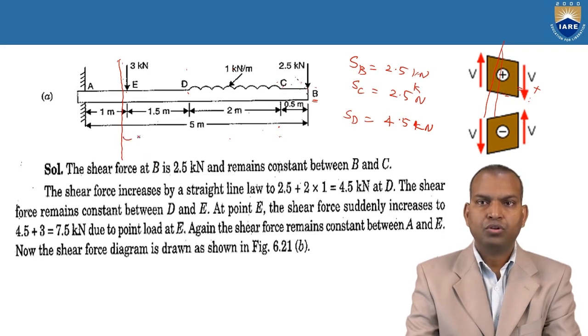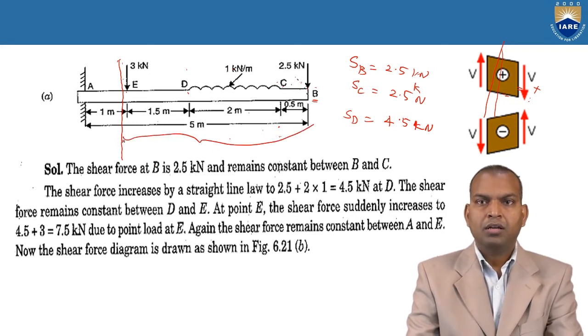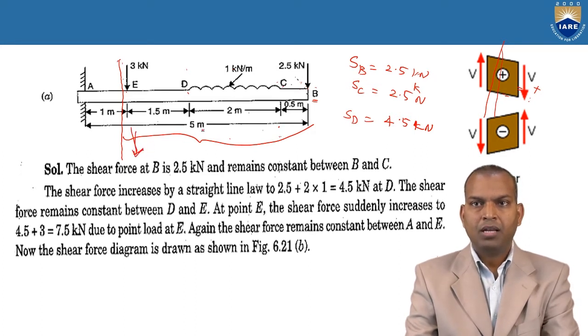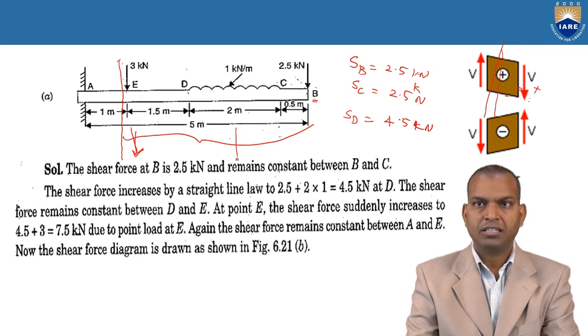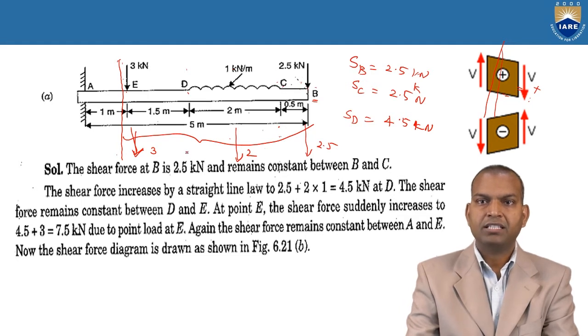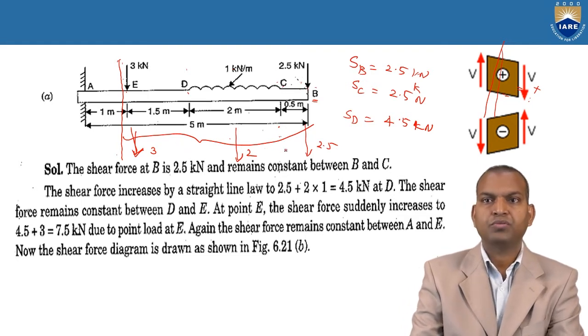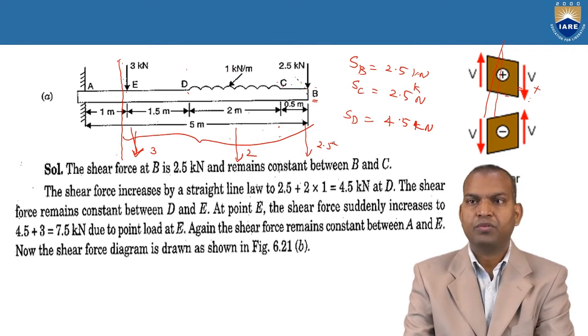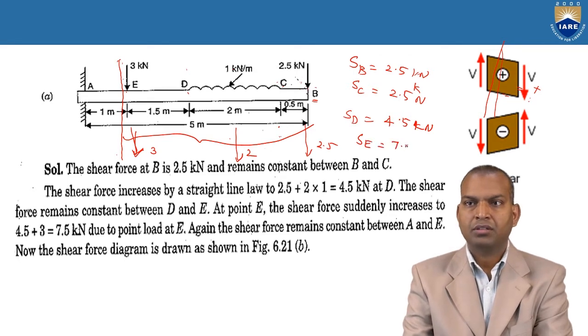This is the zone we have to consider. At point E, downwards 3 kilonewtons. And at point D, this UDL is acting how much? The total UDL is acting 2 kilonewtons. This is 3 kilonewtons, this is 2 kilonewtons and 2.5 kilonewtons. On the right side of the section line, all are downwards, so positive. 3 plus 2 plus 2.5. What are the values? 5 plus 2.5 is 7.5. At E, that is 7.5 kilonewtons.